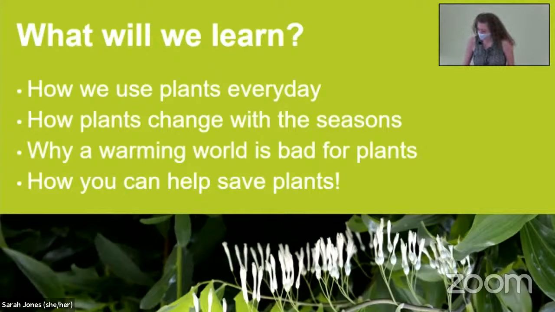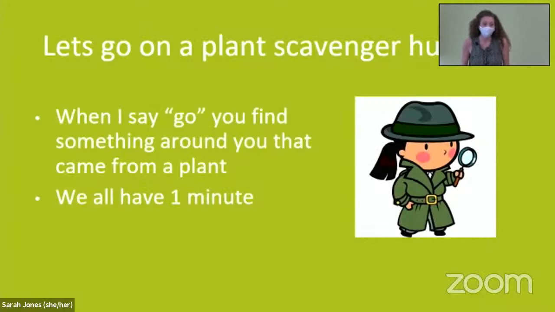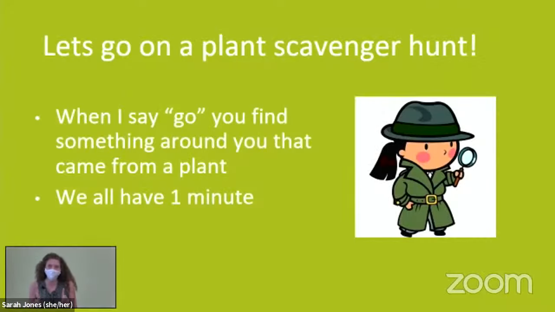So to get us started, we are going to go on a quick scavenger hunt. Don't do anything quite yet. We're going to wait until I say go. But when I say go, I want you to look around the room that you're in. Maybe you're in your house, maybe you're in a classroom. I want you to find something that came from a plant. While you are doing your scavenger hunt, I will be doing a scavenger hunt too. I will look for things that came from a plant around me. And at the end, we are going to share what we found. I will show you what I found in this room, and you can tell me what you found in your room. We're going to do this very quickly, just for 1 minute when I say go, okay? Ready, set, go.